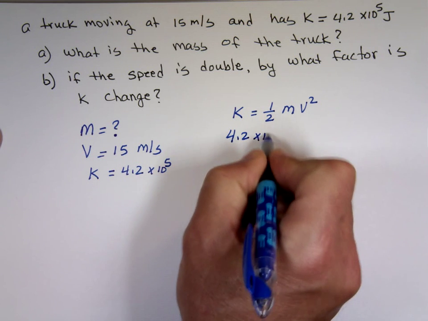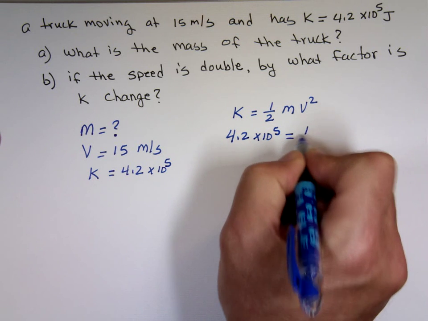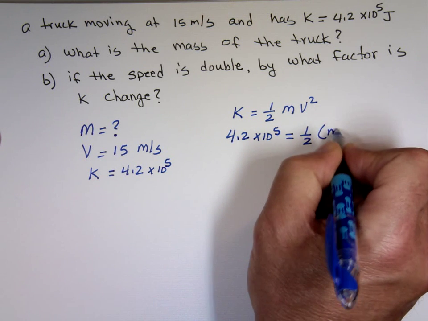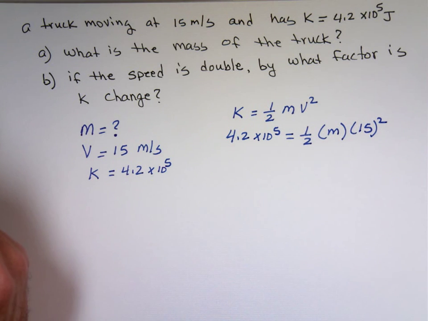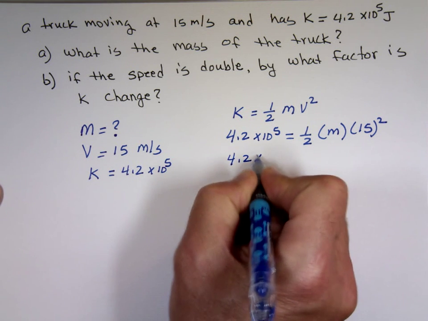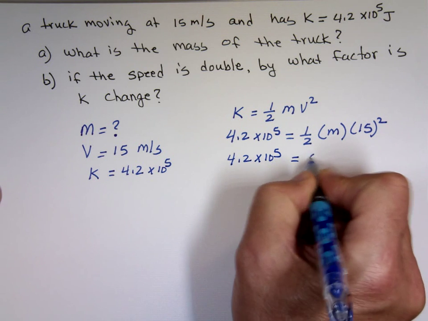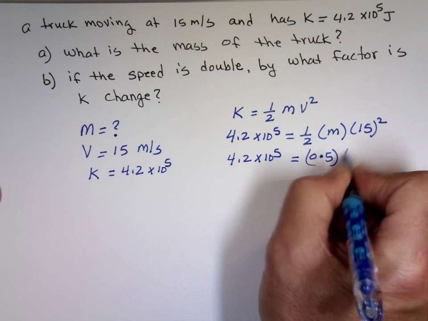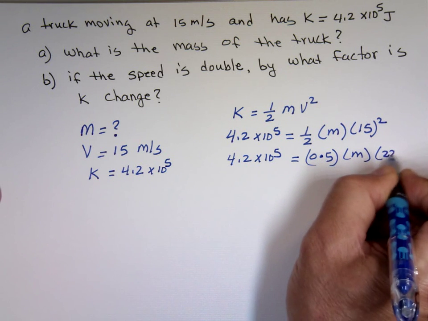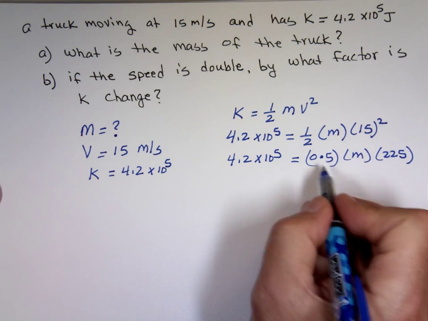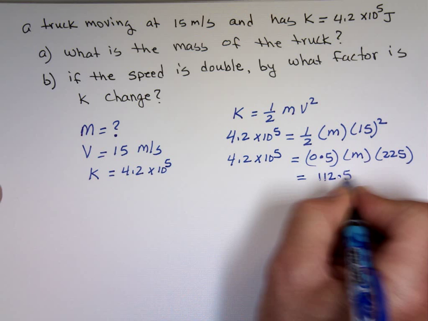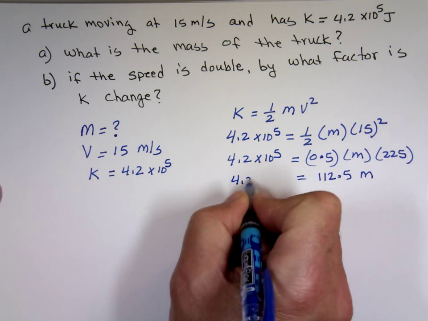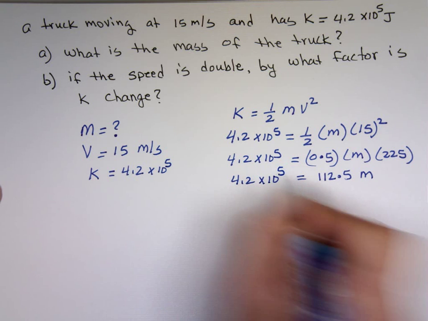4.2 times 10 to the 5 equals 1/2, the mass is unknown, the velocity is 15. You've got to square it. 15 squared is 225. So 0.5 times m times 225. 0.5 times 225 is 112.5. So m equals 4.2 times 10 to the 5th divided by 112.5. What is the mass of the truck?